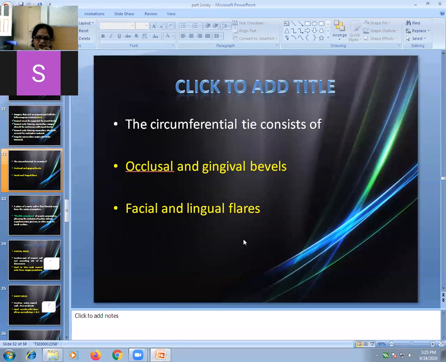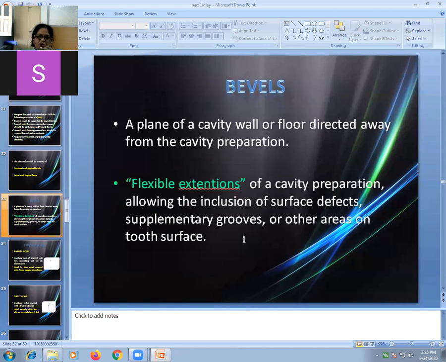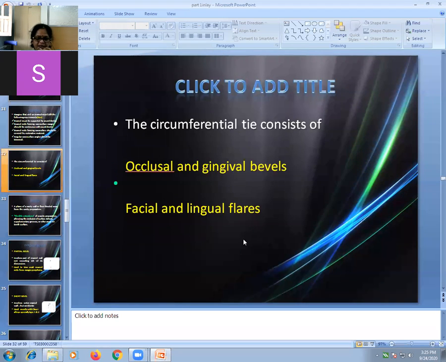One is the occlusal or gingival bevel, and the second one is facial and lingual flares. Two things are covered. One is the occlusal and gingival bevel. Whatever beveling you are doing, the bevel is given at the occlusal and gingival area, and the other things will come as facial and lingual flares. Whatever you give proximally are the facial and lingual flares. Those are also primary flare and secondary flare. So these flares, along with the occlusal and gingival bevels, form the circumferential type. So you know that this is the major feature of the circumferential type.